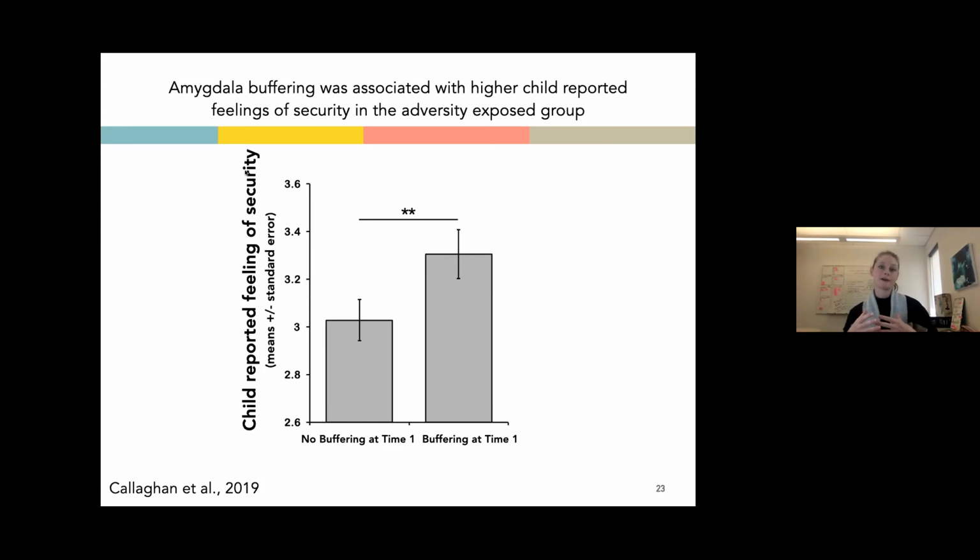So although there's this group effect where children exposed to adversity seem to be different than children that were not exposed to adversity at this basic brain level, so the response of the brain to pictures of parental cues, that really does depend on the quality of their parent-child relationship and how secure children are feeling in that relationship. In other words, those post-adoptive variables really made a huge difference.